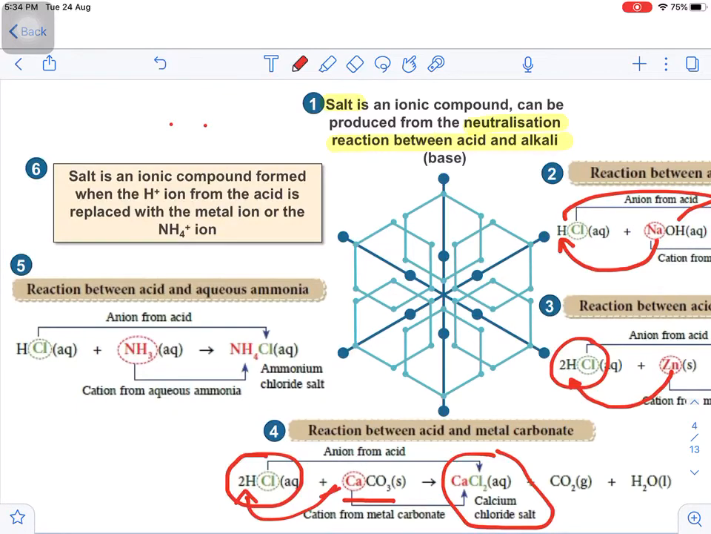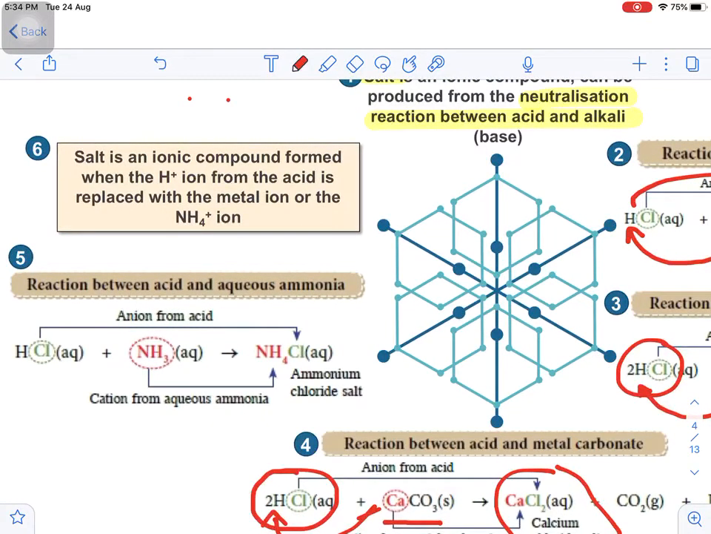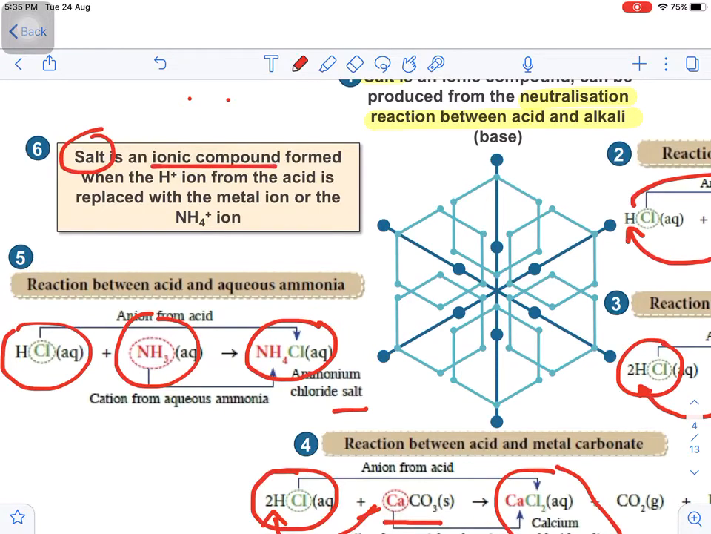So another one is reaction between acid and aqueous ammonia. So hydrochloric acid reacts with ammonia. It will form ammonium chloride. So ammonia will make a dative bond with hydrogen ion to form ammonium ion. Then ammonium ion will combine with chloride ion to form ammonium chloride salt. So from this example, we know that salt is an ionic compound formed when hydrogen ion from the acid is replaced by the metal ion or ammonium ion.